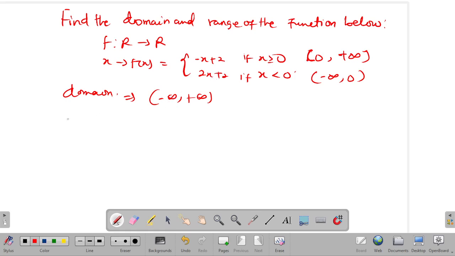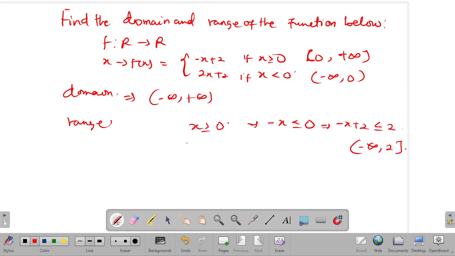Let's try the range. To find the range is a little bit tricky. So what you are going to do is you take this domain, which is x is greater than or equal to 0, then you modify it to get the function here. We first multiply through by negative, right? So that gives us negative x is less than or equal to 0. Then the next thing is to add 2 on both sides so that I can get this function. That will give me negative x plus 2 is less than or equal to 2. Therefore, this function here is going to be less than or equal to 2. That means it's going to start from negative infinity to 2 inclusive.